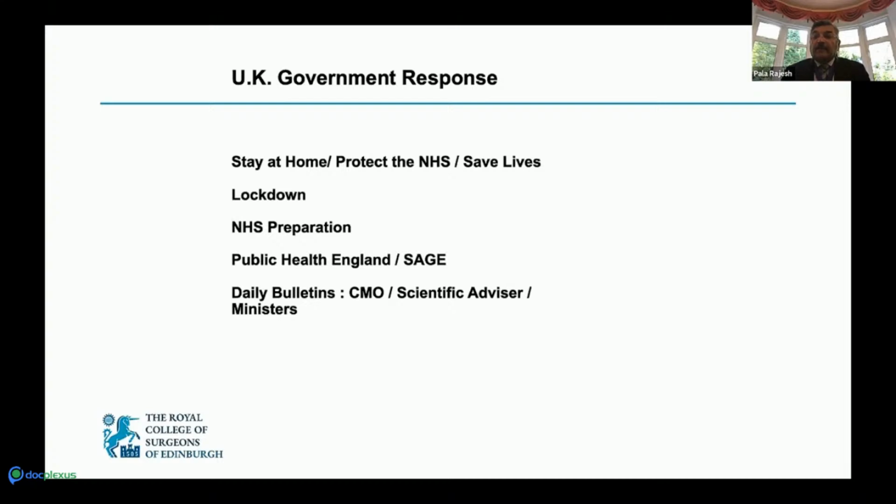The N.H.S went into preparation. Public Health England, along with SAGE, who are scientific advisors in the UK with relation to emergencies, were put together. There were daily bulletins from the Chief Medical Officer, the scientific advisor, and ministers. The college was involved with those discussions to advise the Chief Medical Officer.